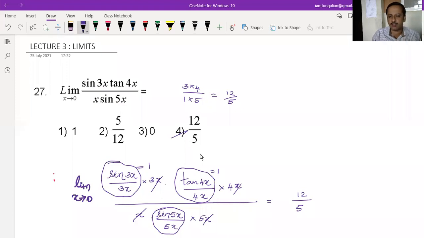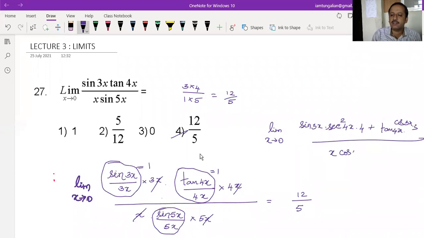If you want to use L'Hospital's rule, as it is of the form 0 by 0, what happens? Limit x extends to 0, sine 3x into derivative of tan 4x, that is secant square 4x into 4, plus tan 4x into derivative of sine 3x, that is cos 3x into 3, divided by x into cos 5x into 5, plus sine 5x into 1. This is what you are going to get.